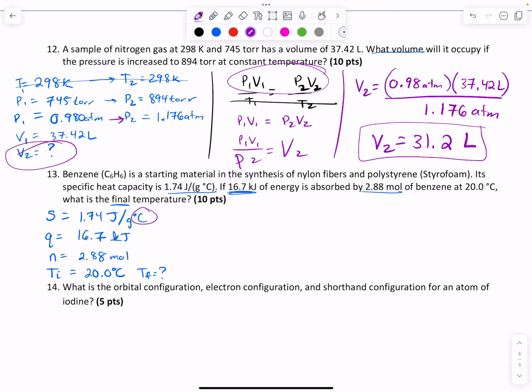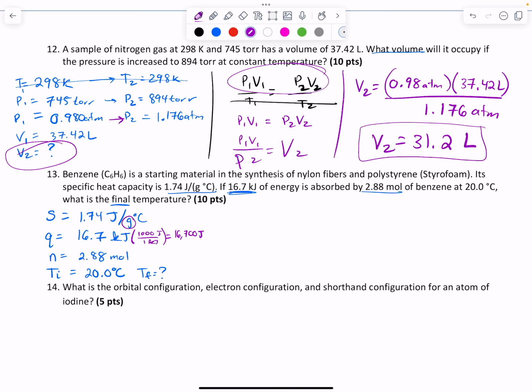Well, we've got Celsius and we got Celsius, so Celsius is fine. We've got joules and we got kilojoules, so I need to convert one to the other. Since I have more room, I'm just going to do it right here. So we've got 1,000 joules over 1 kilojoule. So that's going to give me 16,700 joules. So now we've got joules matching.